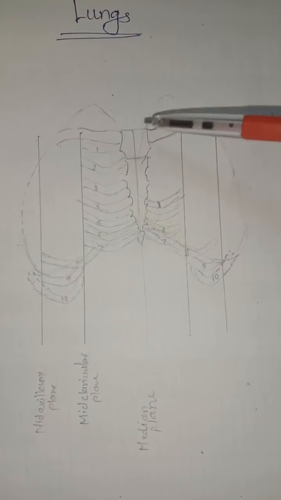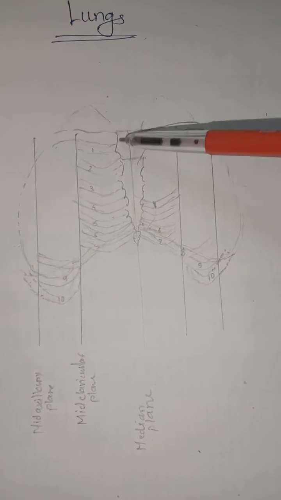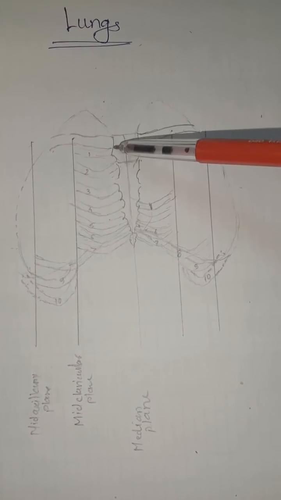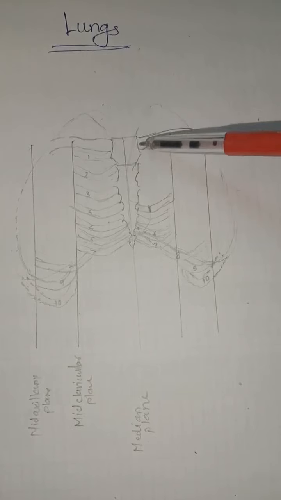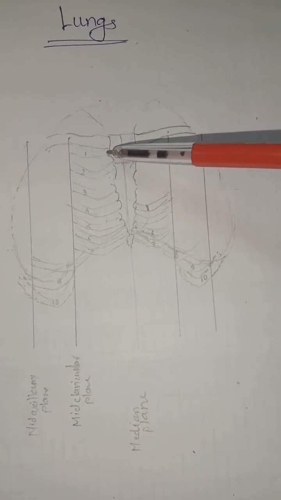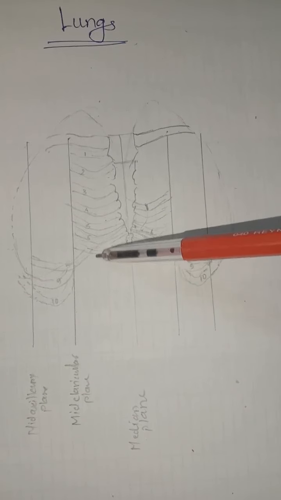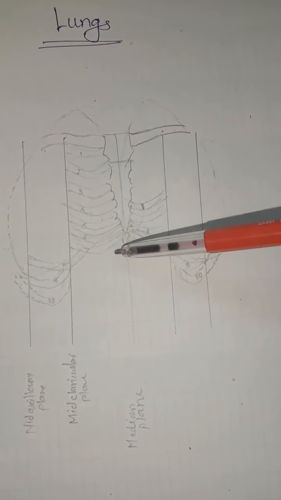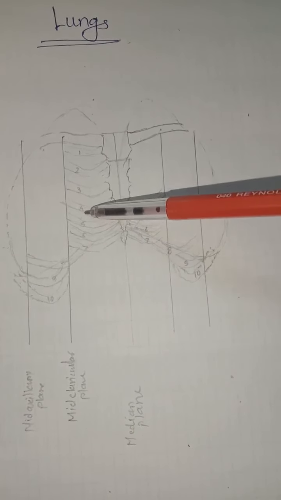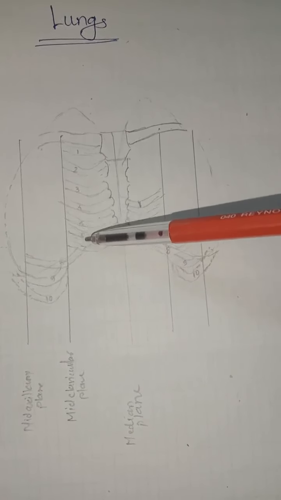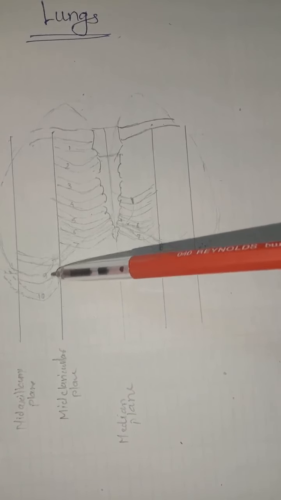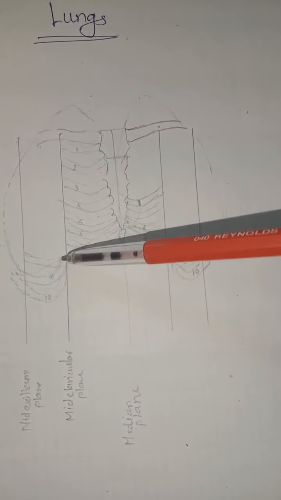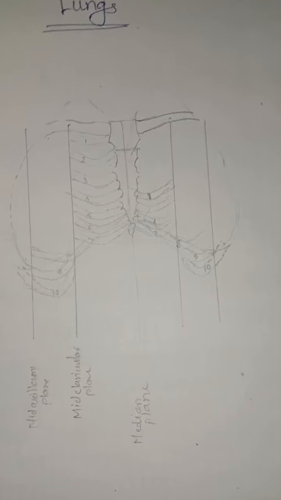Then here is the clavicle, and this is the sternoclavicular joint, where the medial end of the clavicle is attached. From this region the ribs are attached. Seven ribs are attached directly to the sternum through the costal cartilage. So here the first, second, third, fourth, fifth, sixth and seventh are directly attached to the sternum through the costal cartilage, and the 8th, 9th and 10th are attached to the rib above the corresponding rib, and the 11th and 12th ribs are the floating ribs.